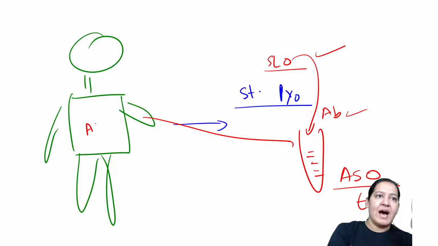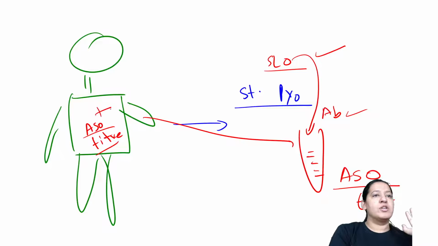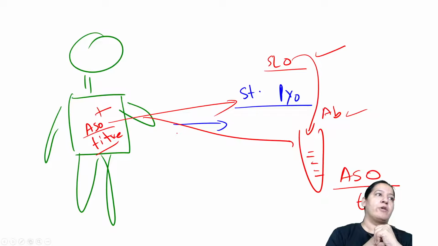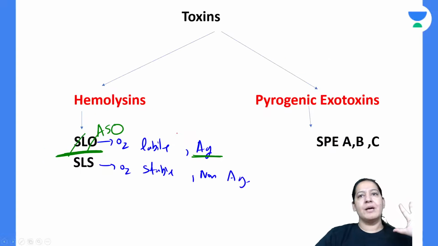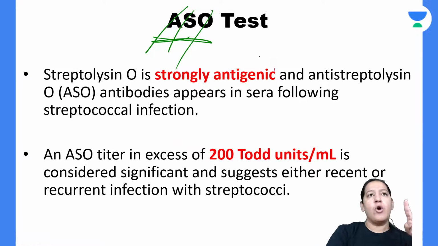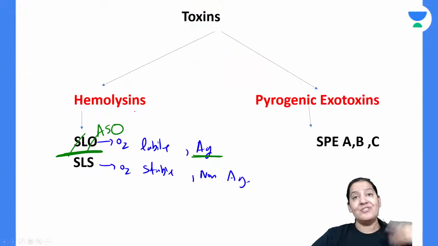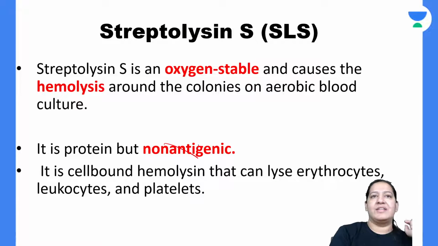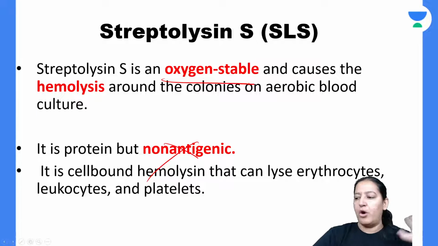I will ask the patient to do an ASO titer and come back with a report. If the ASO titer is positive, the patient has an infection of Streptococcus pyogenes. Give me a thumbs up if you got it. So that is about the ASO test. You got my point? ASO test. SLO is strongly antigenic, anti-streptolysin, and SLS is non-antigenic. It is oxygen stable but non-antigenic.